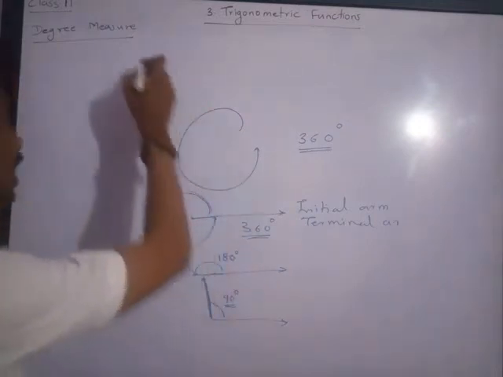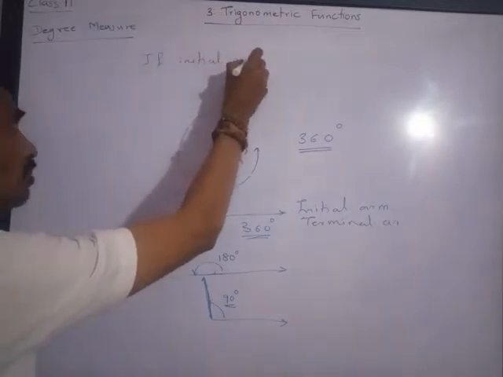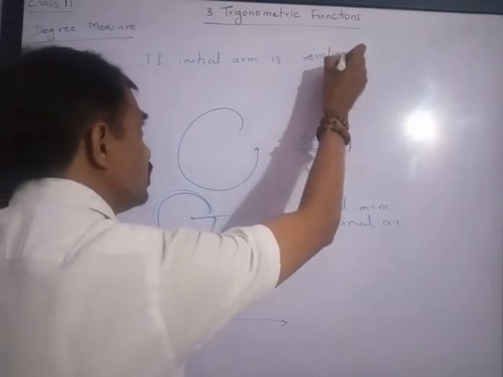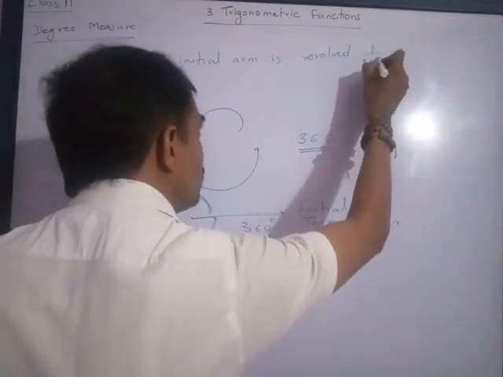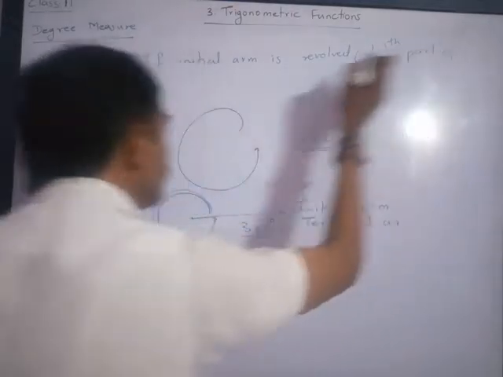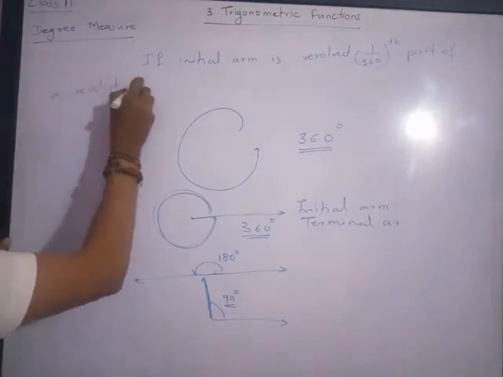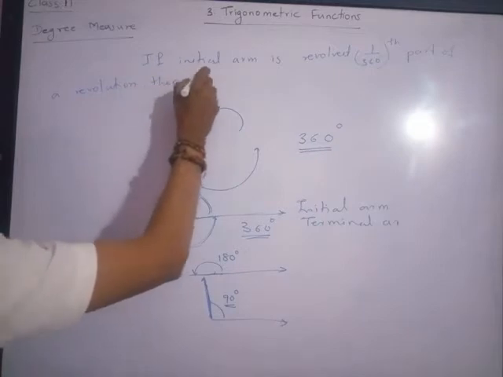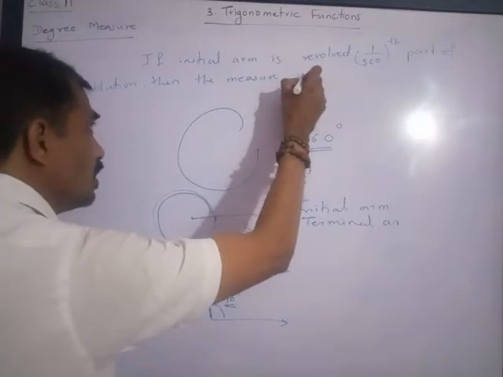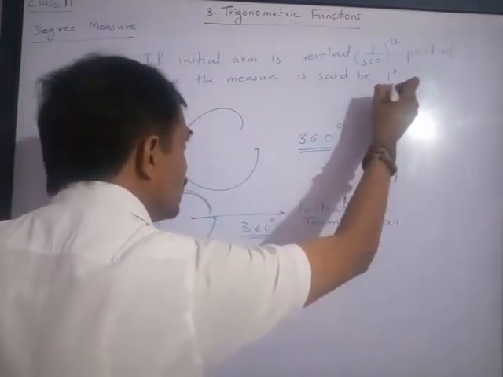So if the initial arm is revolved 1/360th part of a revolution, then the measure is said to be 1 degree. Please try to understand this.